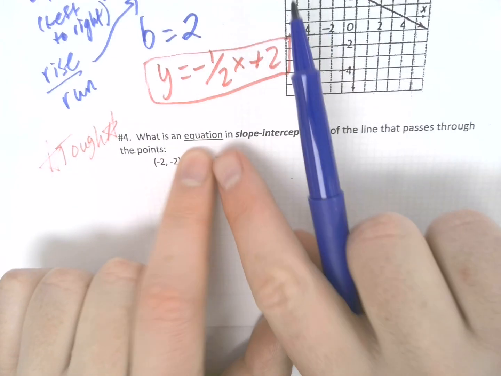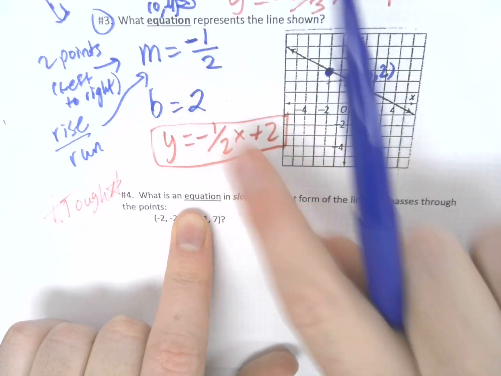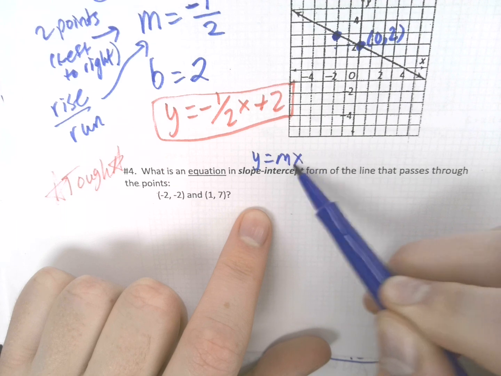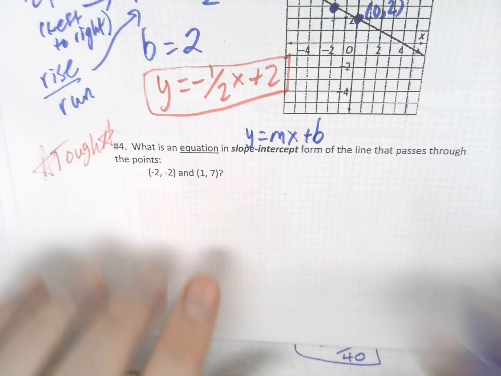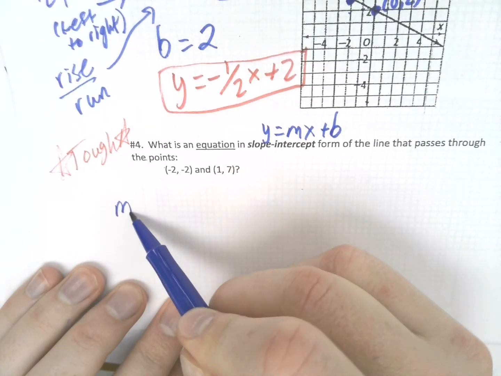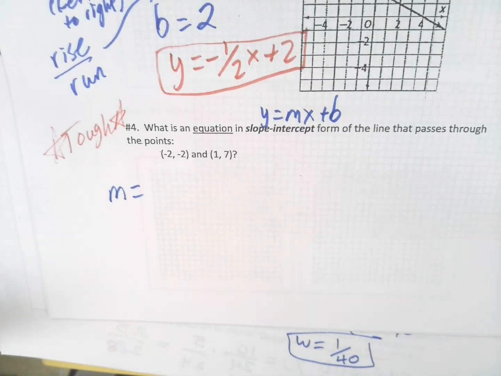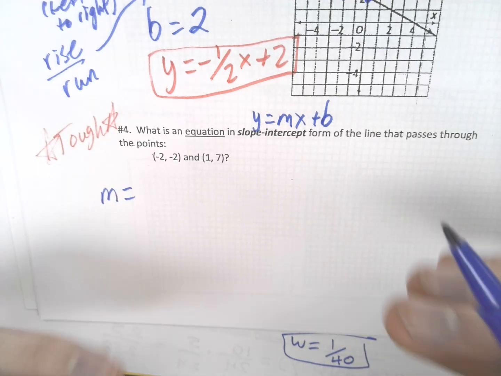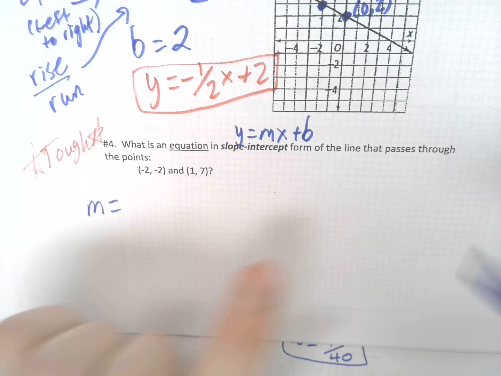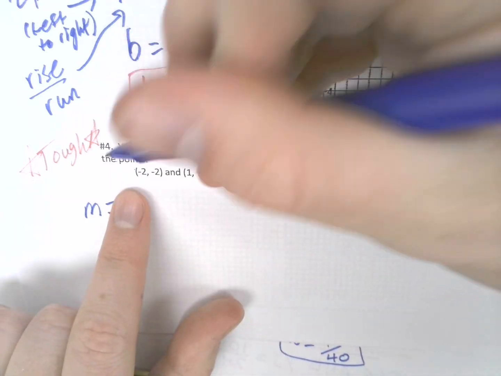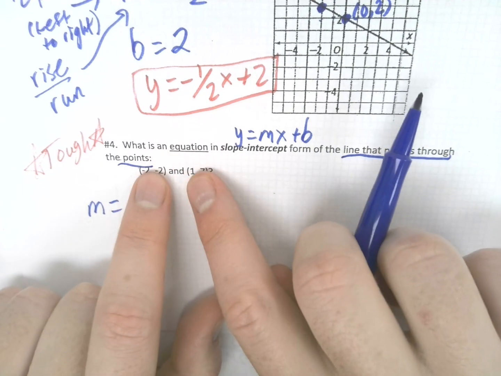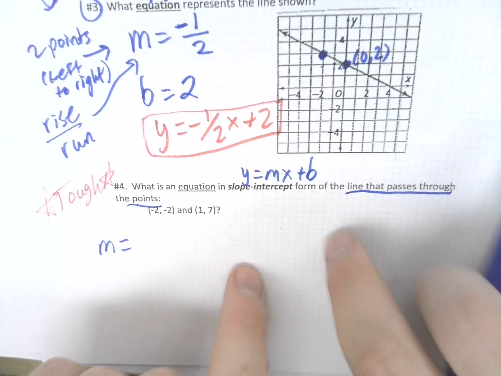So hey, this doesn't sound too different. Just like before, we're going to write an equation in slope-intercept form. So y equals mx plus b. That means we need the slope and we need the y-intercept. As far as the slope is concerned, we don't have a graph. But we do have 2 points that our line passes through. So we have a line that passes through these 2 points. So these 2 points are on our line.